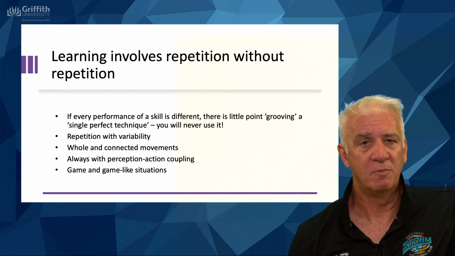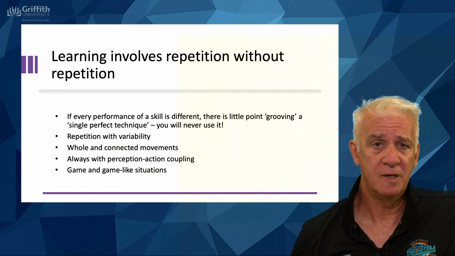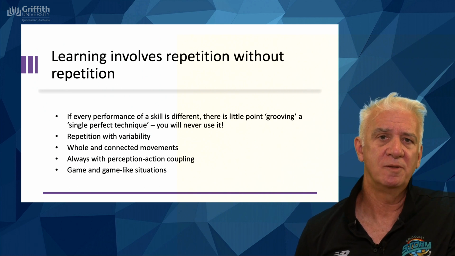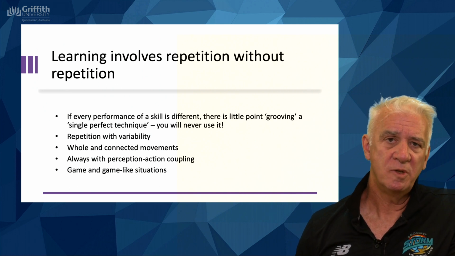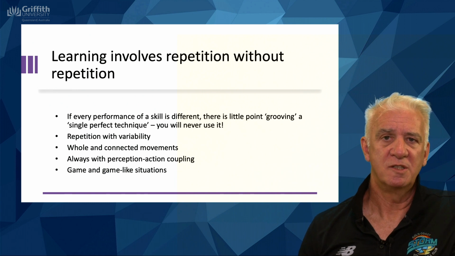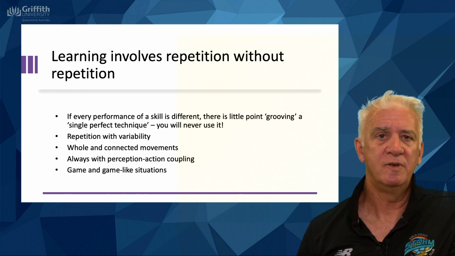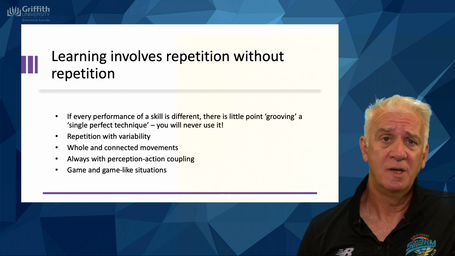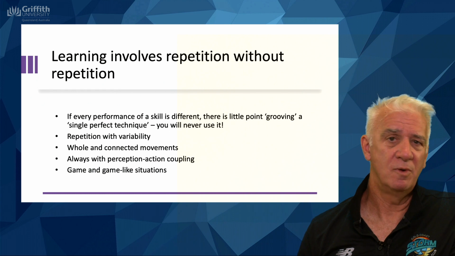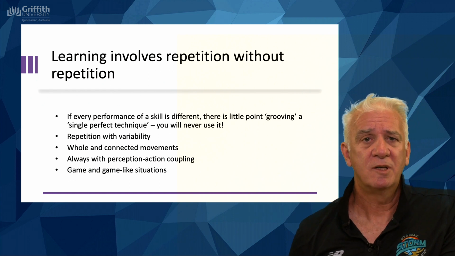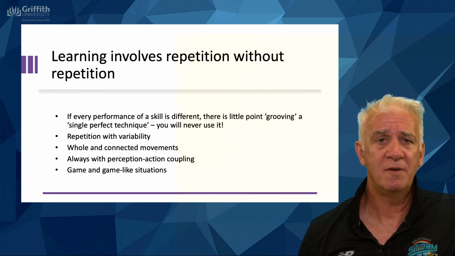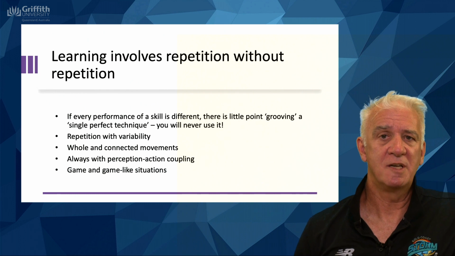One of the phrases you'll hear from researchers in this field is having repetition without repetition. Because every single performance of a skill is different, there's little point in just grooving one single perfect technique all the time, because you'll never use it. People talk about muscle memory, but it's a bit of a misnomer, because every time in a game you do it, it's never the same. So if you have this specific muscle memory, it's for something you won't use.